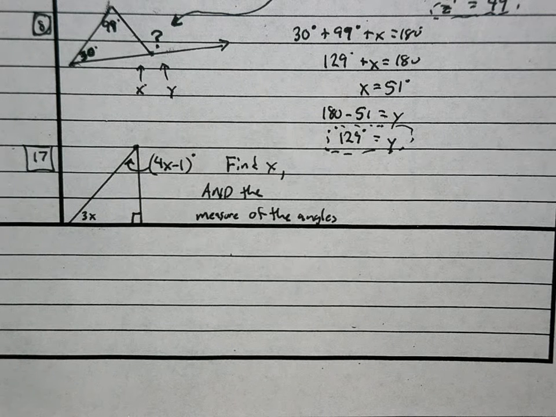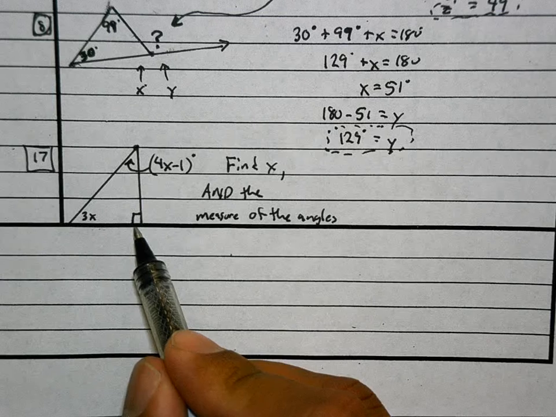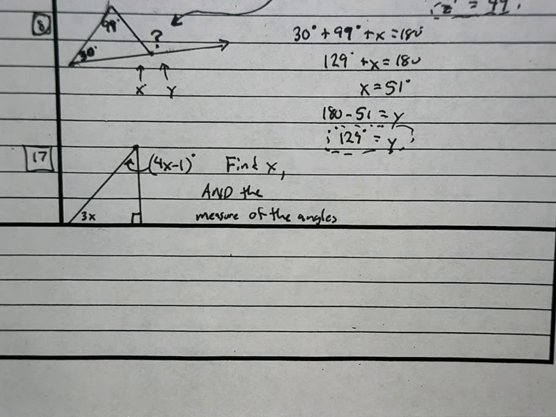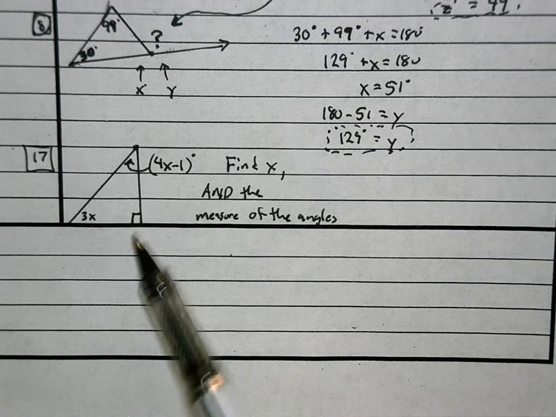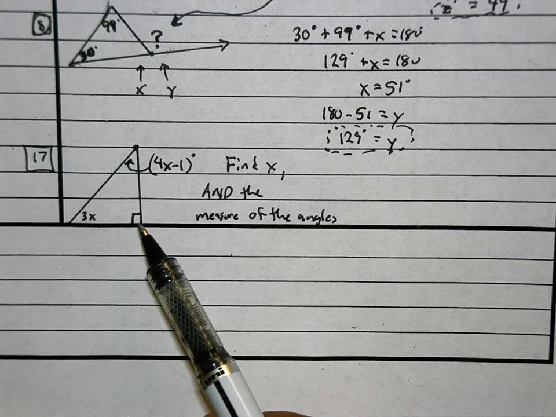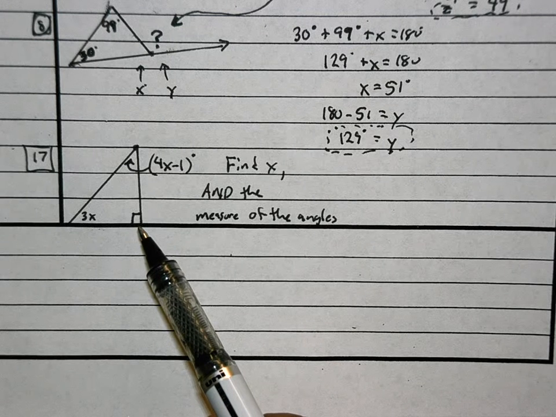So we have this 3x in the bottom left corner. We have the 4x minus 1 in the top corner. We have this little square box in the bottom right corner. And it says find x and the measure of the angles. This time you don't have any degree measurements other than this one right here. You should know what this little square means and how many degrees it is. How many degrees is this square?